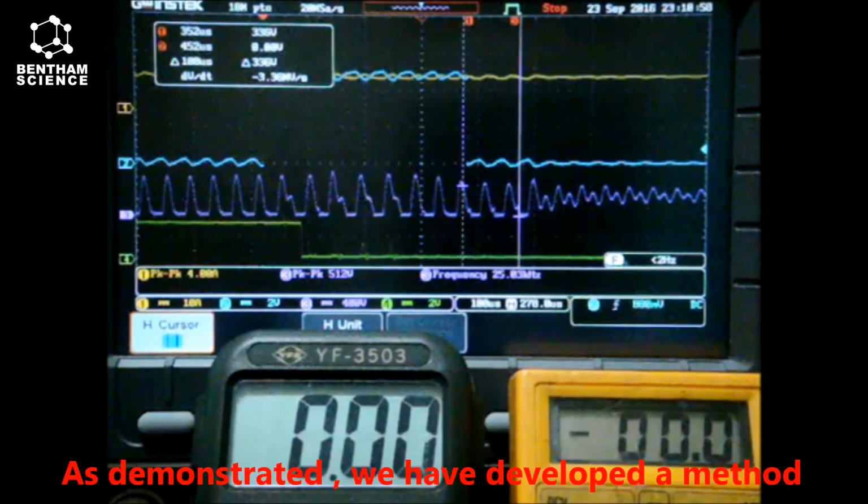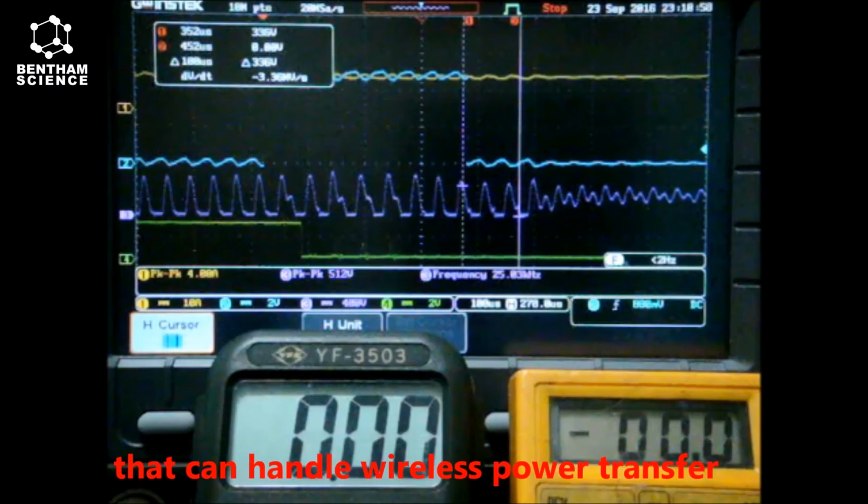As demonstrated, we have developed a method that can handle wireless power transfer with simultaneous mutual data transferring in an easy way.